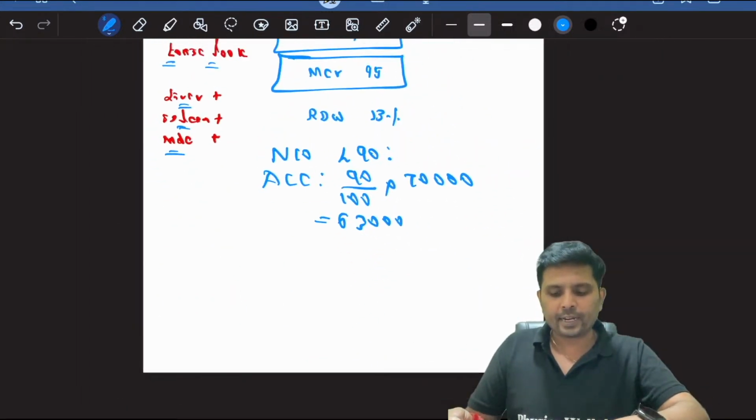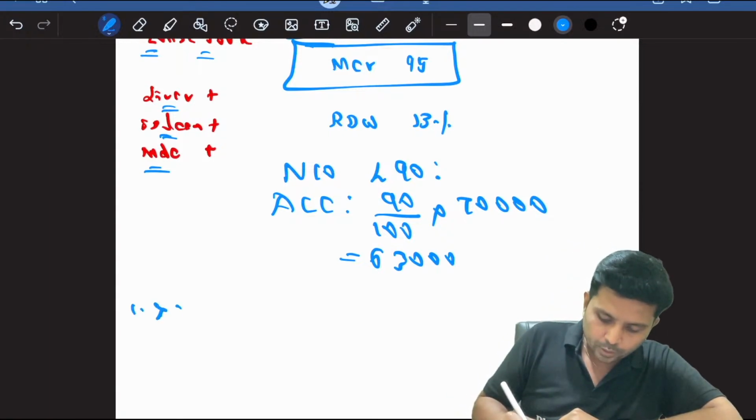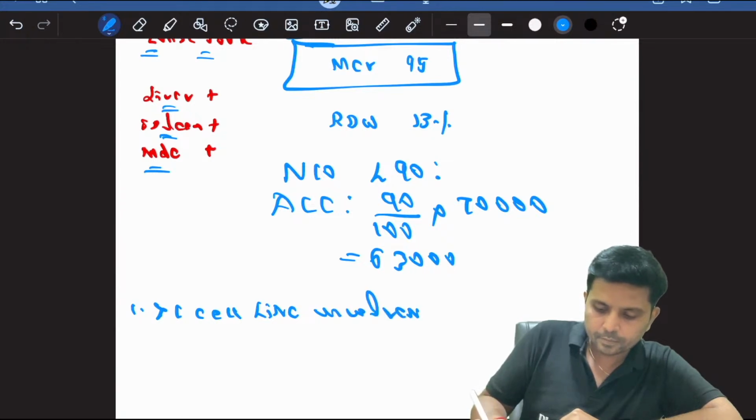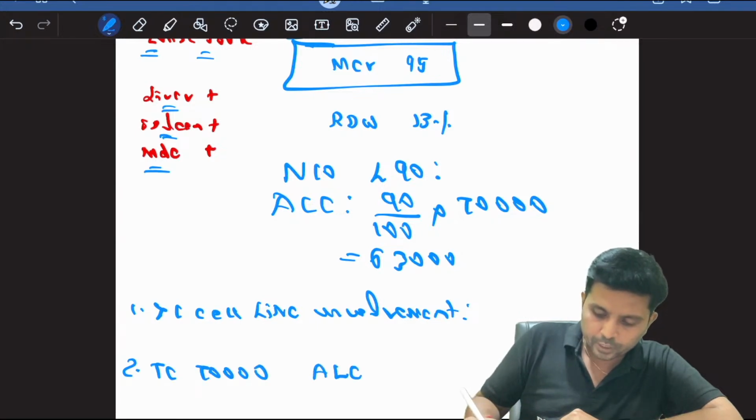So what is the carry home message here? Carry home message. More than one cell line involvement. Second point, your total count is 70,000. Your absolute lymphocyte count is 63,000.